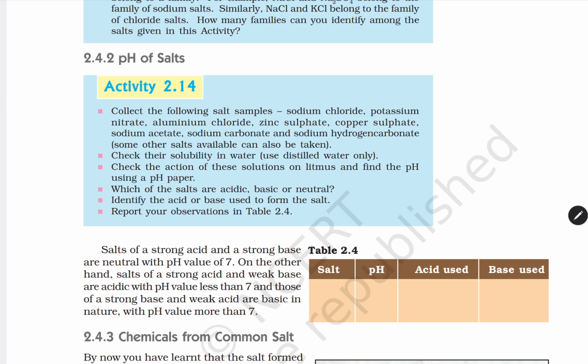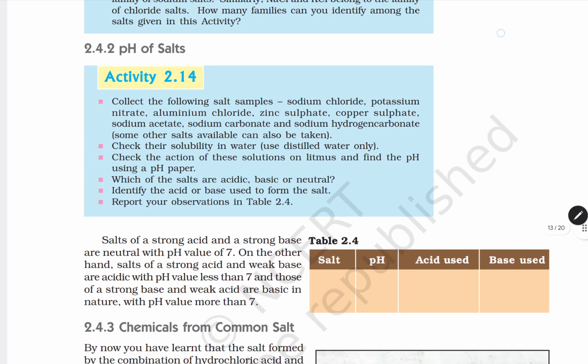Here one activity is given. So here we are trying to observe the pH of salts. Here we are understanding the pH of the salts. When an acid reacts with a base, it forms salt and water in a neutralization reaction, that you know. So the pH of a salt solution depends on the nature of the acid and the base that we are using.